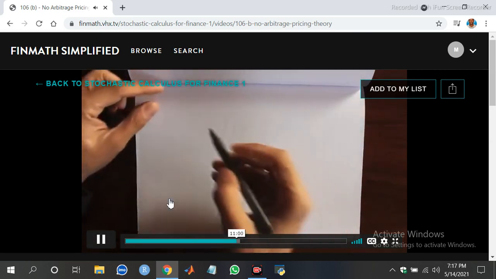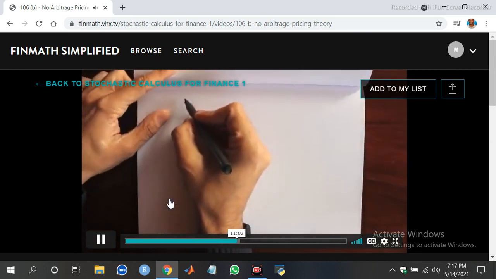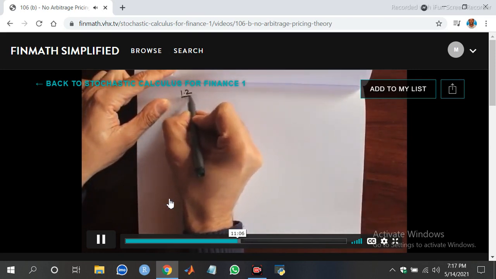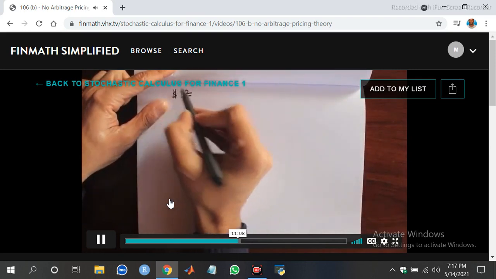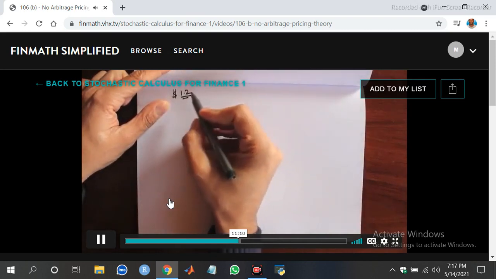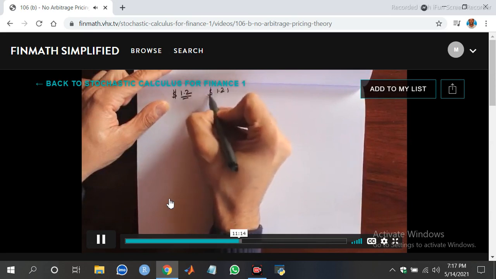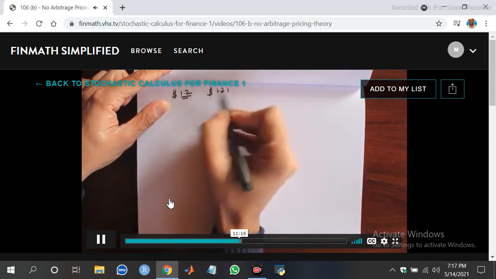Hi guys, so I just showed you that if you have the previous option, the fair value of the option is $1.2, right? Now let me show you what's going to happen if the option is trading at, let's say, $1.21 in the market, and how we can take advantage of this situation.